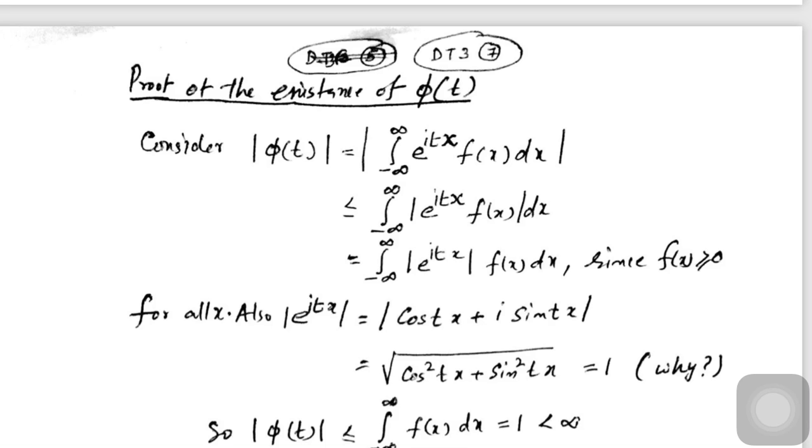So, modulus of phi of t is equal to the modulus of the expectation of e to the power of itX, that is equal to the modulus of the integral from minus infinity to infinity of e to the power of itx f(x) dx. And that modulus is less than or equal to the integral from minus infinity to infinity of the modulus of e to the power of itx into f(x) dx. That is a well-known result.